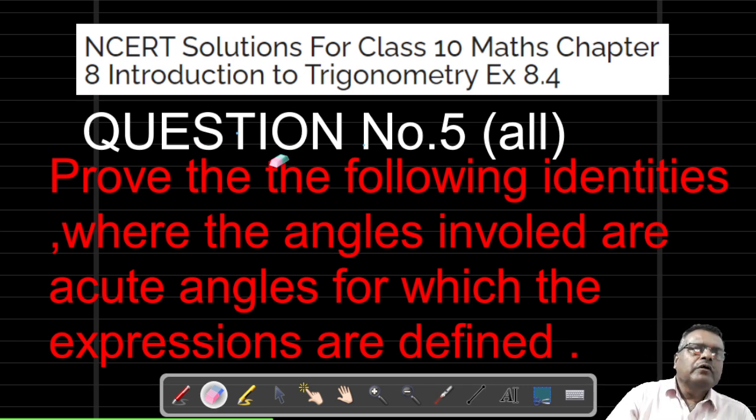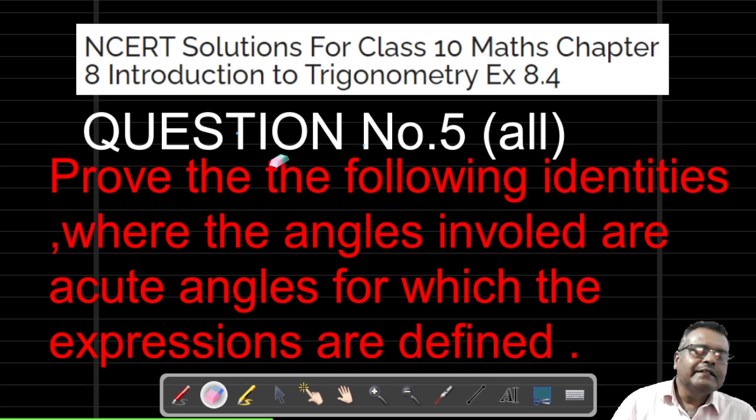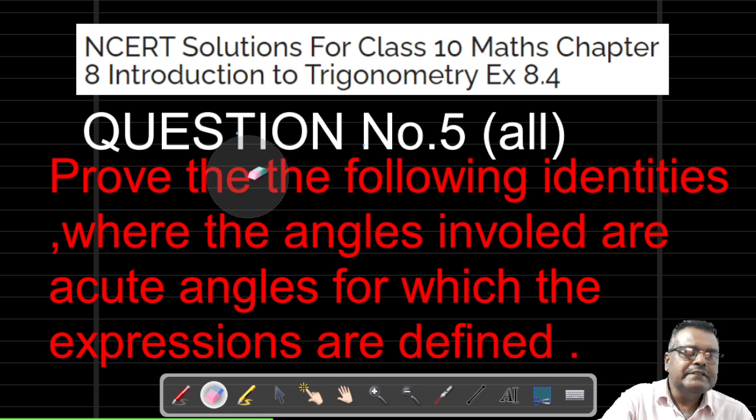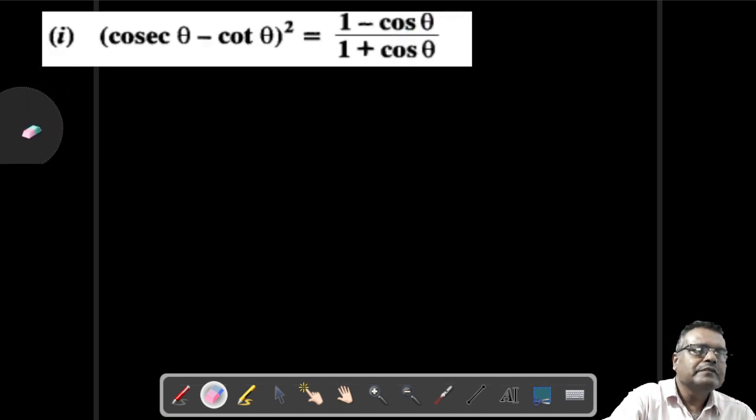Today I am going to explain NCERT solutions for Class 10 Math Chapter 8, Introduction to Trigonometry, Exercise 8.4, question number 5, all the questions. Prove the following identities where the angles involved are acute angles for which the expressions are defined. Let us see the first question.